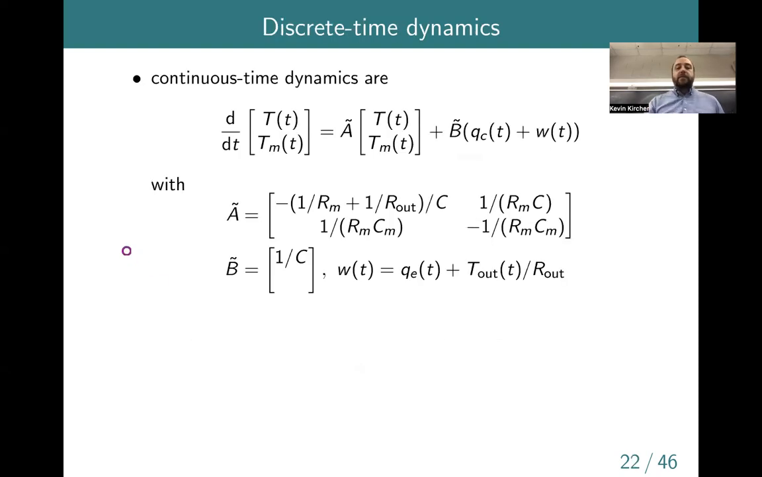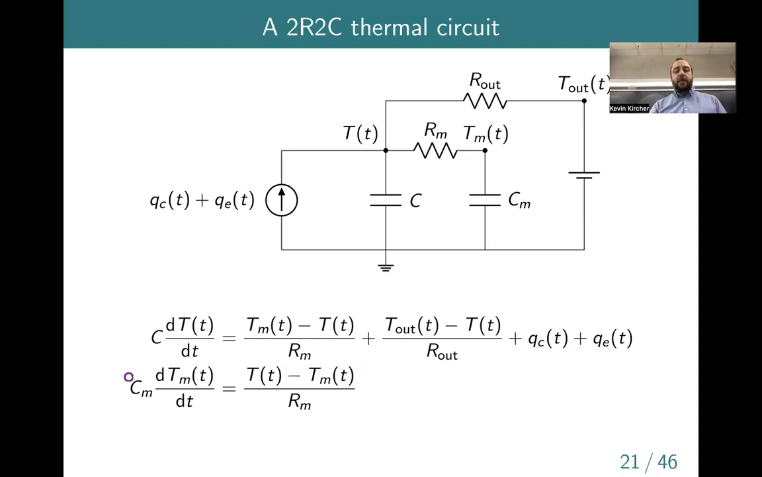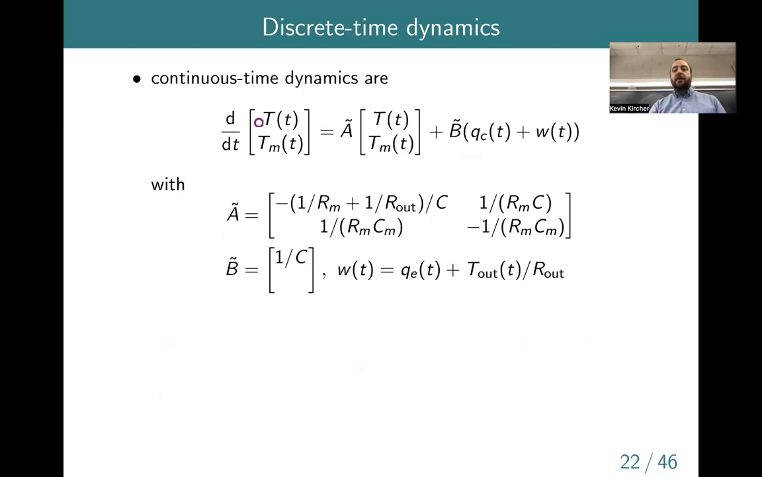And again, this is recap from last time, but you can take those two differential equations and write them in matrix and vector form. So we put the states on the left-hand side. We have the air temperature and the mass temperature, and we have the time derivative of that on the left-hand side. And then we have a continuous time dynamics matrix A times that same state vector plus a different matrix B times essentially the inputs.